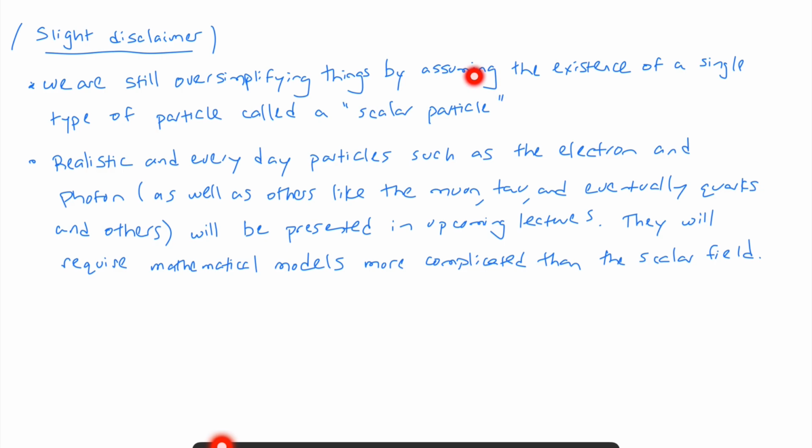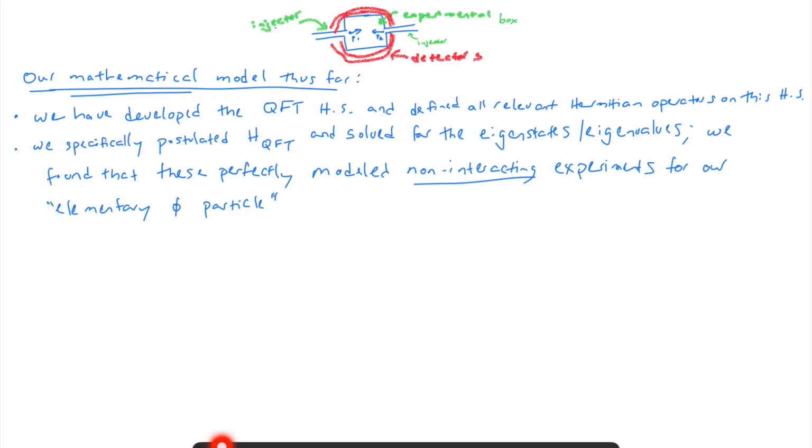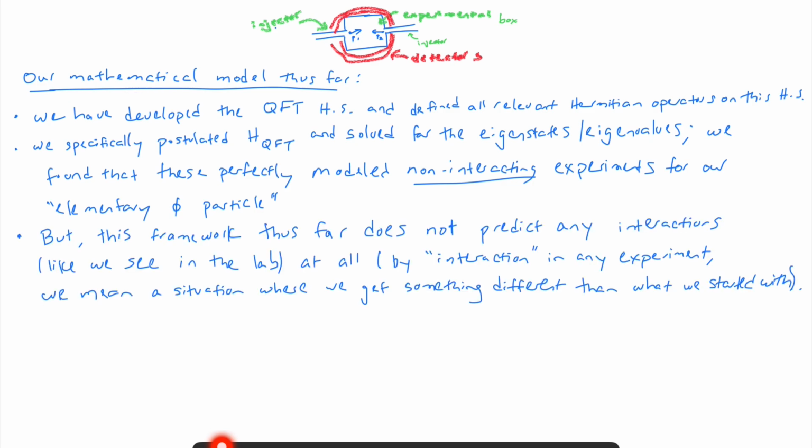They will require mathematical objects a little bit more complicated than the scalar field. But if you understand the scalar field theory very well, you really understand QFT. And it's not a far stretch to begin to understand real particles. We'll get to that in this lecture course, but not right now. Our mathematical model, thus far: we have developed the QFT Hilbert space and defined all the relevant operators on this Hilbert space. And we specifically postulated H_QFT and solved for the eigenstates and eigenvalues. We found that these perfectly modeled non-interacting experiments for our elementary phi particle, that we've done so far.